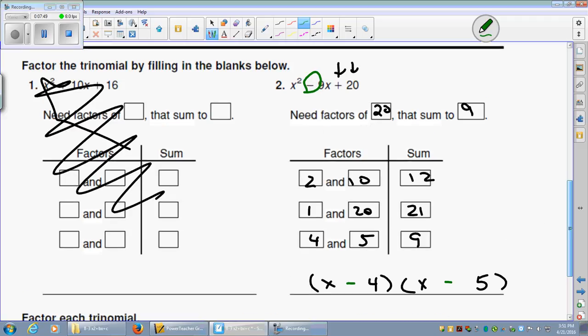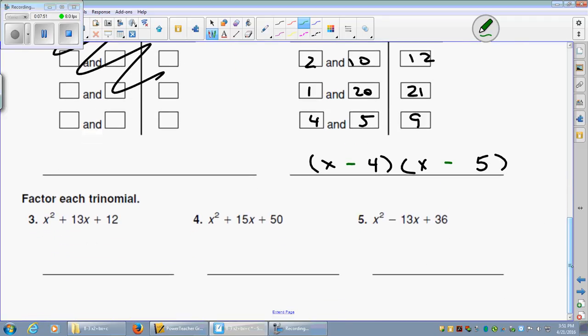That's it. So would you guys please try these 3, pause the video to give yourself some time to do it, unpause it to check your answers after.